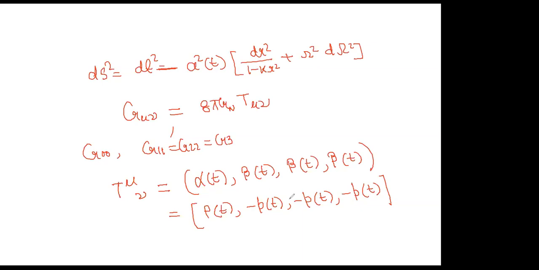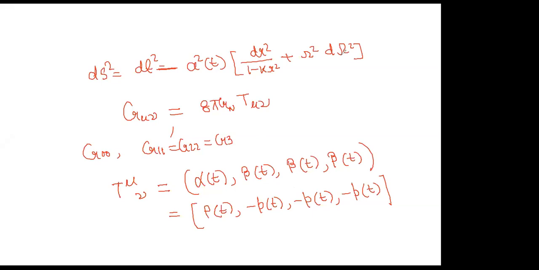Fine. That just comes from the homogeneity and isotropy. Homogeneity says that there is no x dependence. Isotropy says that the three space components are equal, right? And with that, I can write down the Einstein's equation. So that you can do.